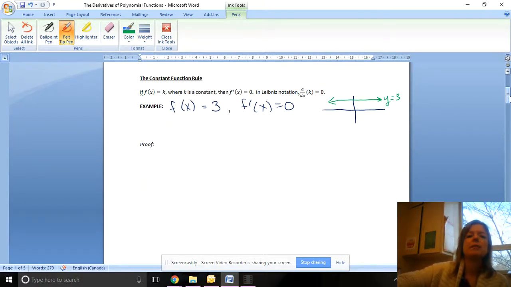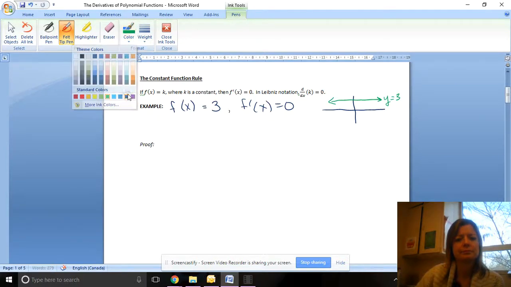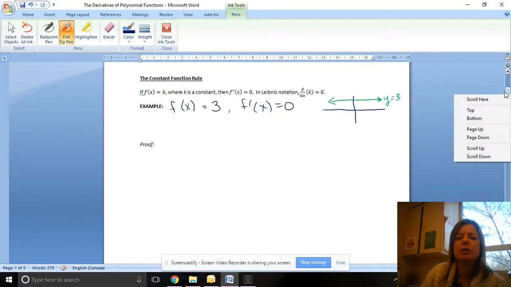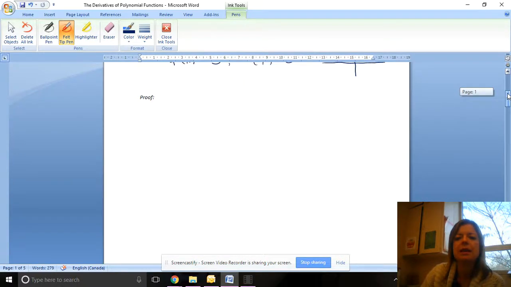Our first one is the constant function rule. If you have a function that is just equal to a number, its derivative will always be 0. That's what this says. That makes sense because, for example, if f(x) equals 3, that's just a horizontal line at 3. The derivative is just the slope of the tangent, and the slope of any tangent that you could create on a horizontal line would just be 0. So visually that makes sense. But let's actually prove it.